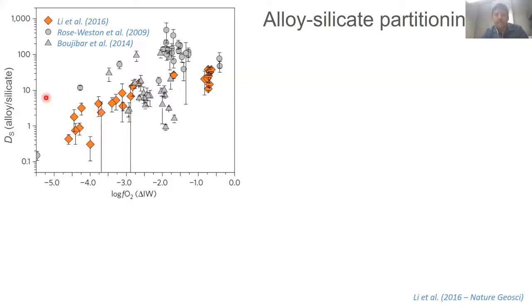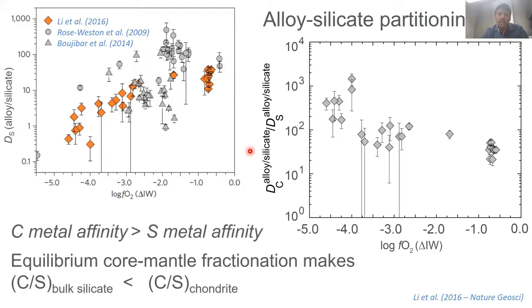Sulfur is siderophile, but sulfur's partition coefficient between alloy and silicate is on the order of 10 to 100 at best, okay? Whereas carbon, again, I'll remind you, was on the order of hundreds to 1,000. So if you plot the carbon partition coefficient divided by the sulfur partition coefficient, what you can see is that D_C over D_S, this ratio, is always much greater than 1. So in other words, carbon's metal affinity is much greater than sulfur's metal affinity.